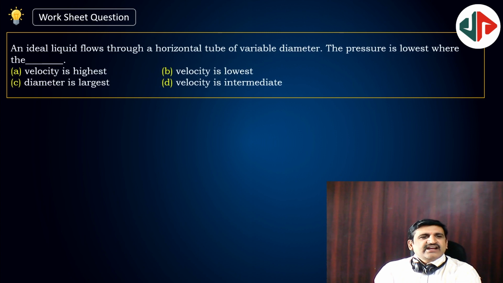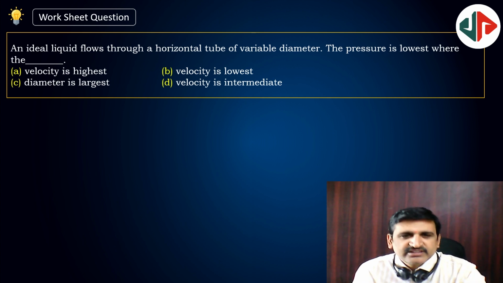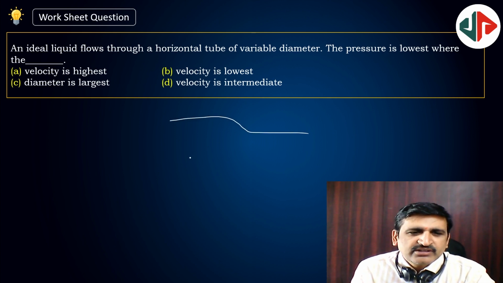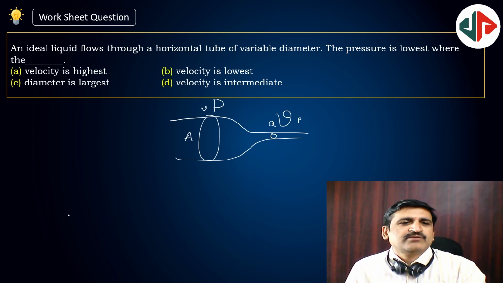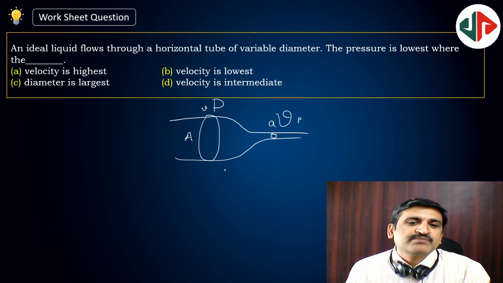Next, an ideal liquid flows through a horizontal tube of variable diameter. Pressure is lowest where? This should be explained. Explainable things I'll explain definitely. Suppose variable cross section. Here small cross section area, more velocity. Here more cross section area, less velocity, right? Now wherever high velocity there is a small pressure. Whenever low velocity there is a high pressure. So automatically these things will come to act. The pressure is lowest where velocity is highest.